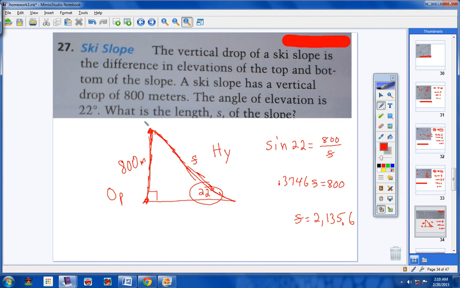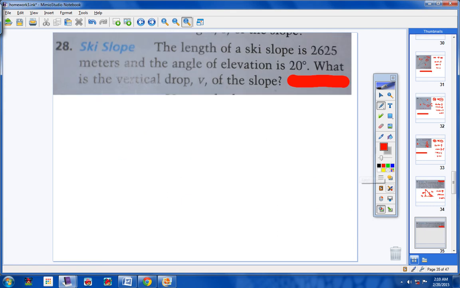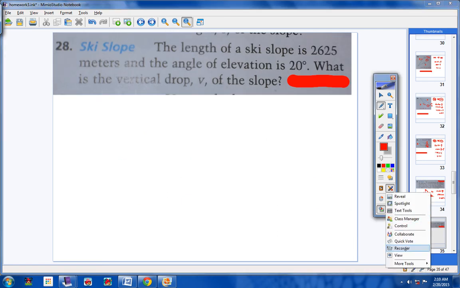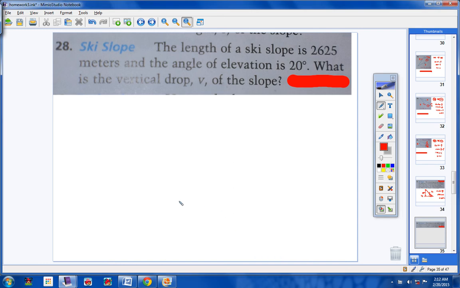Let me check the answer real quick to make sure we got that right. And yes, that is correct. Okay. All right. Let's move on to number 28. Now, number 28, you're going to see, is pretty much like the last problem, almost identical. Only instead of looking for the length of the slope, you're going to be looking for the length of the vertical drop.